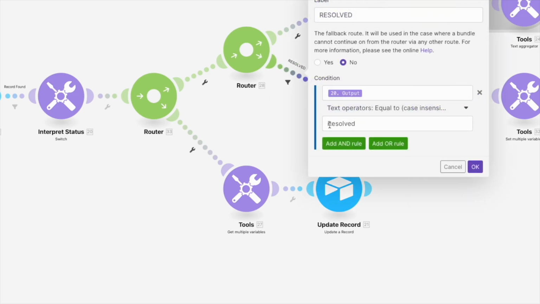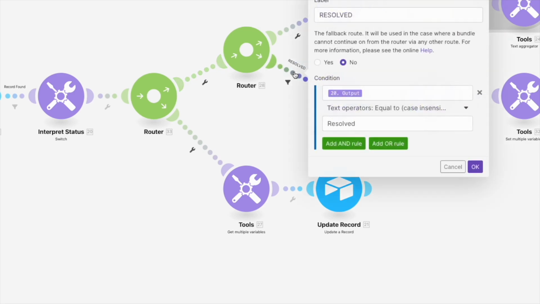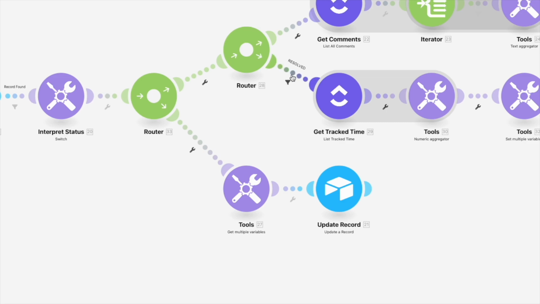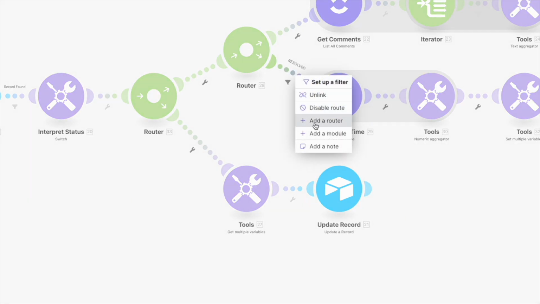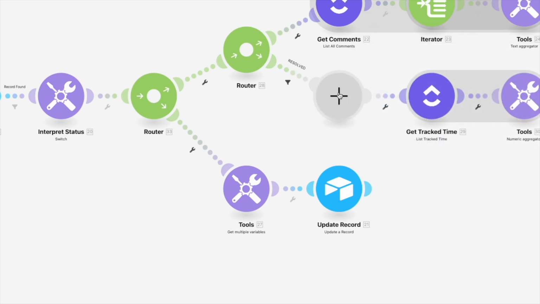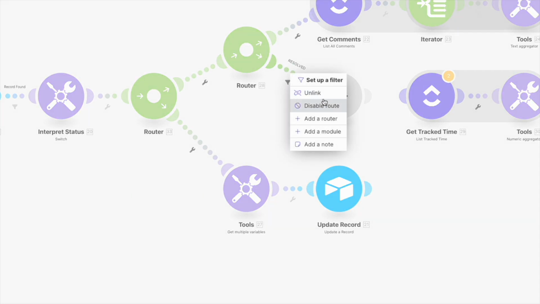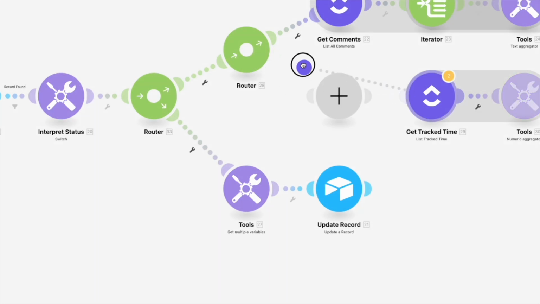Well, this is a fairly simple filter, so you could of course just rebuild it there. But if you had a more complex filter, that would be a bit of a headache. So what I'm going to do is right click on this branch and add a module. This filter is now associated with this empty module here. I'm going to unlink that, and I'll reconnect this, which now no longer has the filter.